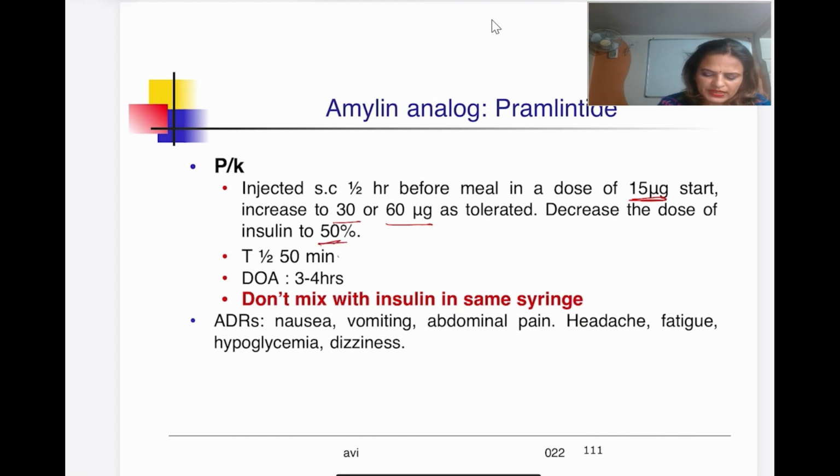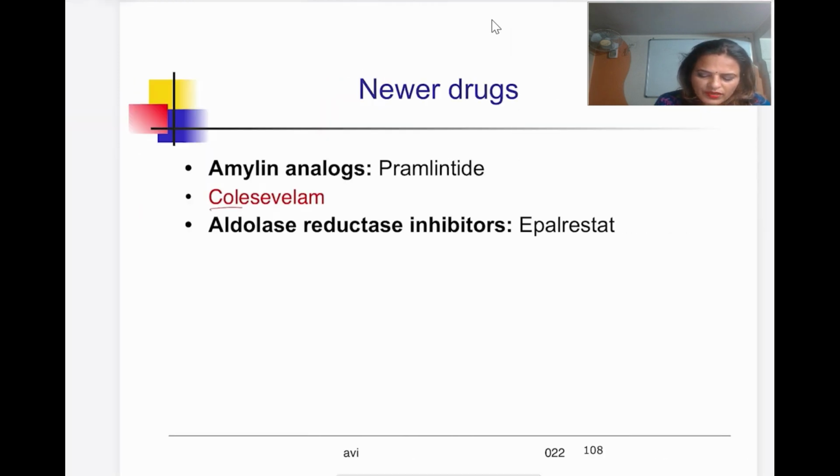Half-life is 50 minutes, duration of action is 3 to 4 hours, and do not mix this one with the insulin in the same syringe. And these are the adverse effects of pramlintide. Next we have colesevelam. Colesevelam is a bile acid binding resin. So it is going to decrease both the fat as well as the glucose level, because it is a bile acid binding resin.